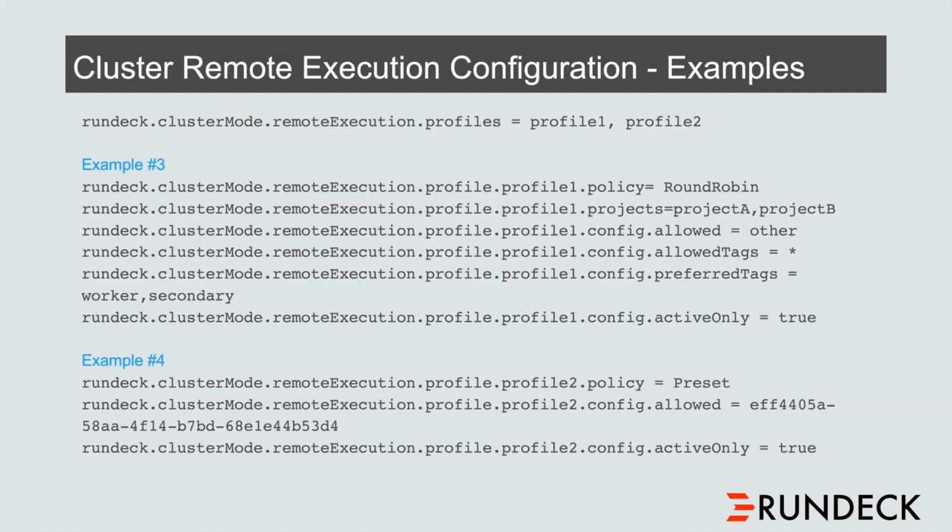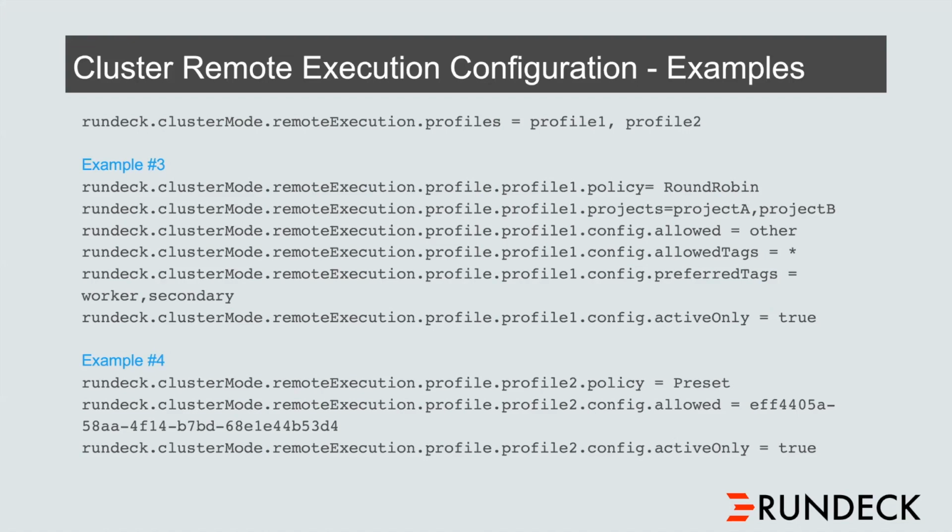The example 4 or profile 2 is fairly simple. It says I've got a preset, which means, as we said earlier, I'm pointing to a specific machine. And then the preset allowed is based on a specific UUID. So if preset is the policy, there should only be one value for allowed. It could be self or it could be a UUID. I think that'd be the only legal options I could have.